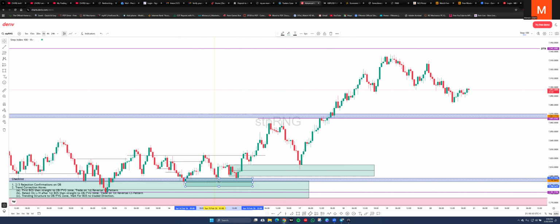Let me just write it. 1 hour. Yeah, this is where I would have entered this trade, put my stop below this 1 hour point, and let's see if it gave 1 is to 3.